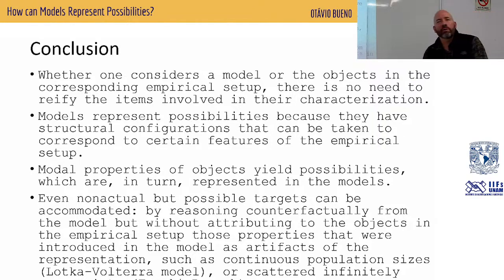So even non-actual but possible targets can be accommodated, by reasoning counterfactually from the model, but without attributing to the objects in the empirical setup those properties that were introduced in the model as artifacts of the representation. And that's what we saw in the Lotka-Volterra, and also in the case of the scattering of infinitely many points in the Tarski-Banach. So in both cases, the idea is we can understand how it's possible for models to represent. They allow for possibilities to be represented. That's what they do, that's what the mathematics allows for.